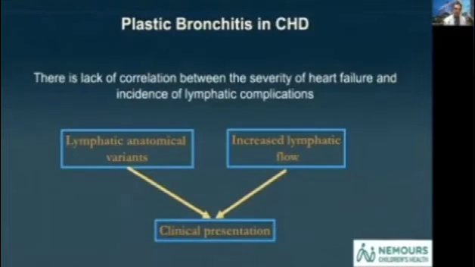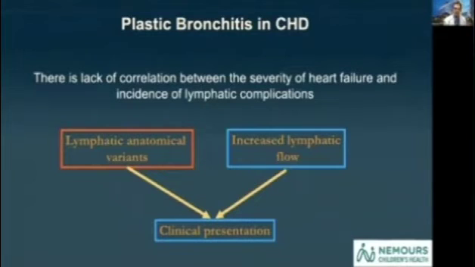Specifically in heart failure, the cause of the plastic bronchitis is the presence of a lymphatic anatomical variant and increased lymphatic flow because of heart failure. And this first part, the lymphatic anatomical variant, is very important. Why? Because that means that theoretically, if you correct this lymphatic anatomical variant, you can cure the disease.